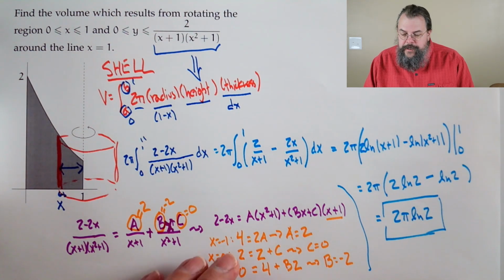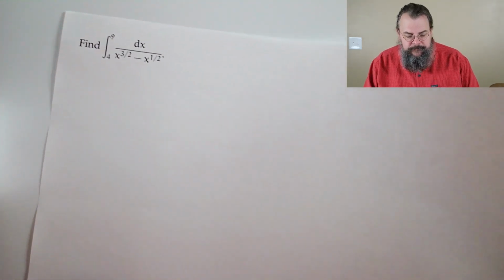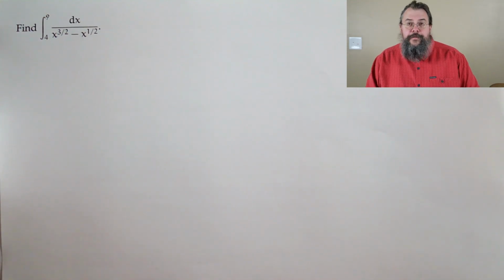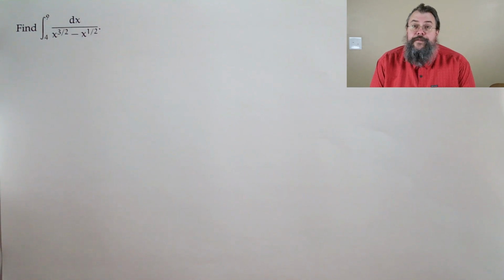Well, we should do some more. Let's do some more problems. All right, our next problem. Find the integral from 4 to 9 of dx divided by x to the 3/2 minus x to the 1/2.